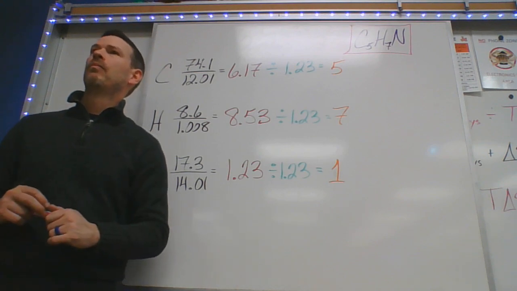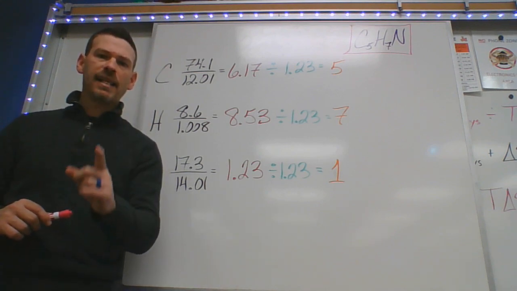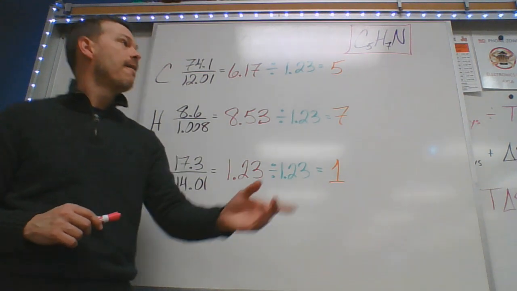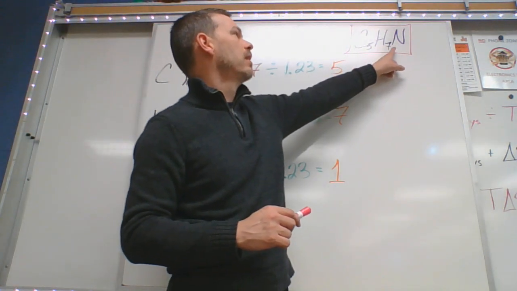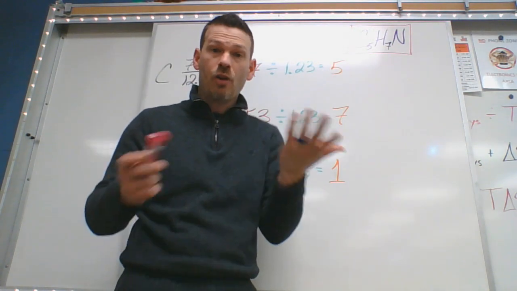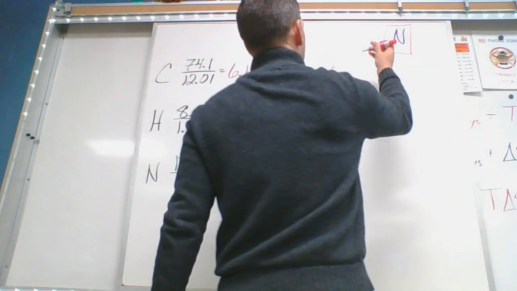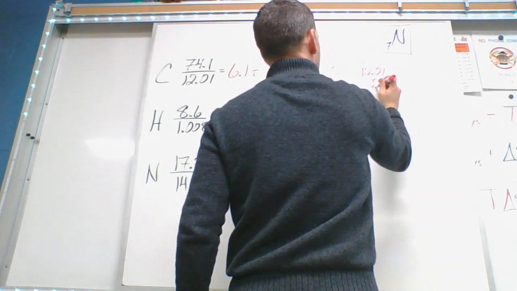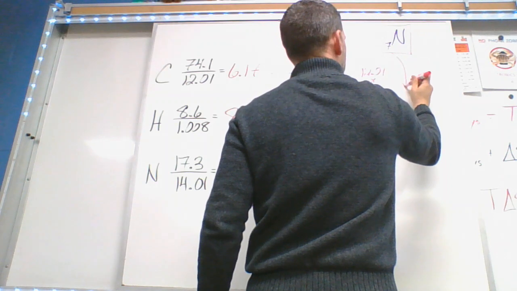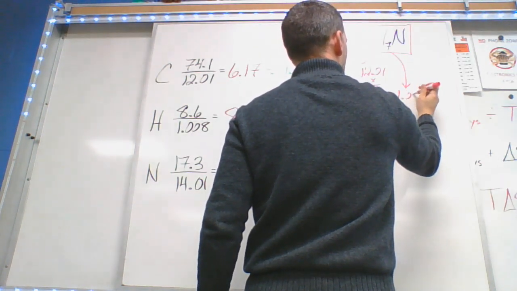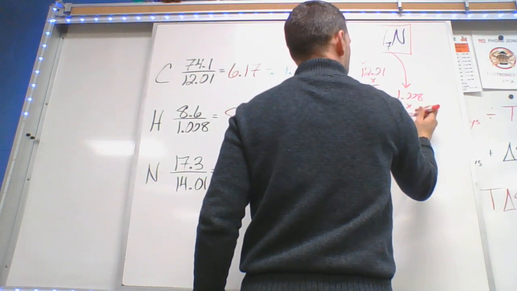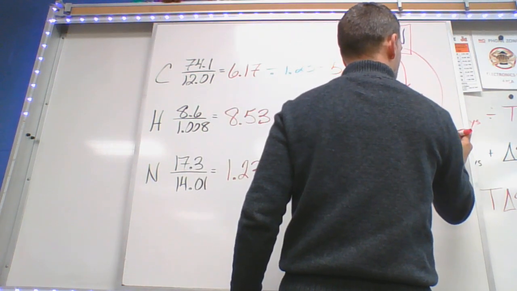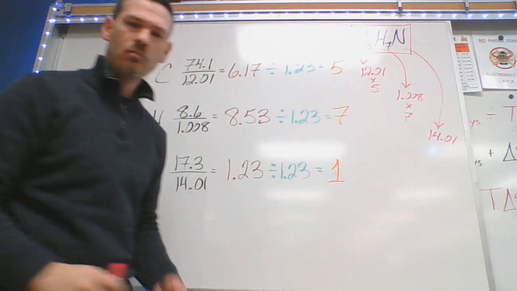Step two says find the molar mass of the empirical. Now, you know how to find molar mass. We did that last week. Find the molar mass of the empirical. So what does that mean? Well, we know that carbon has a mass of 12.01, but there's 5 of them. We know that hydrogen has a mass of 1.008, but there's 7 of them. And we know that nitrogen has a mass of 14.01, only one of them.